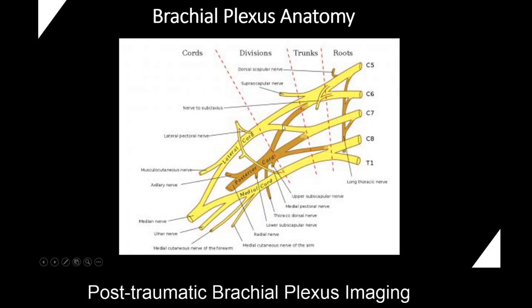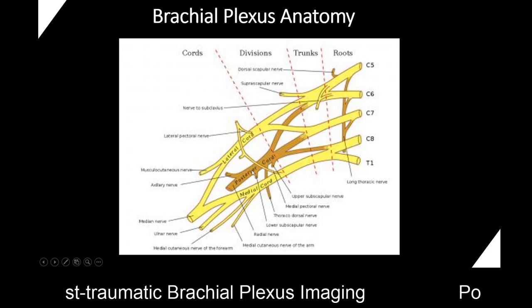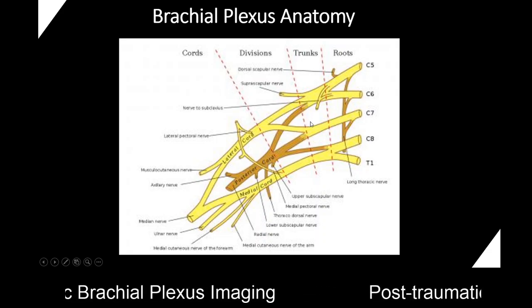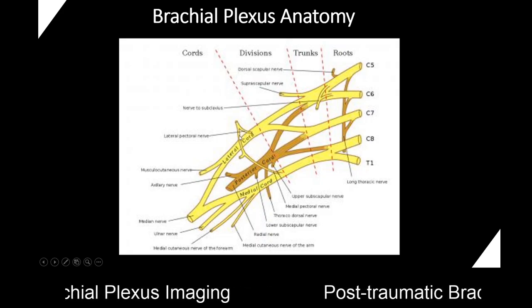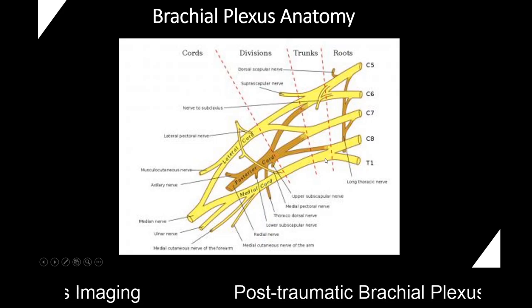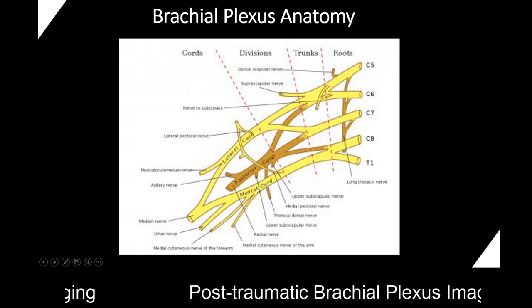The posterior divisions of all three trunks will come together to form the posterior cord. The anterior divisions of the upper and middle trunks will come together to form the lateral cord. The anterior division of the lower trunk will continue as the medial cord.